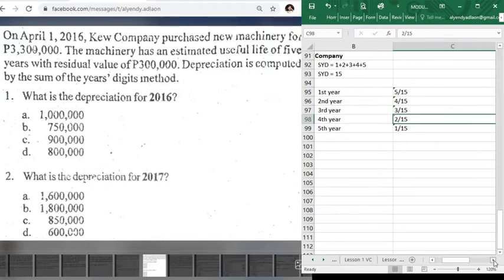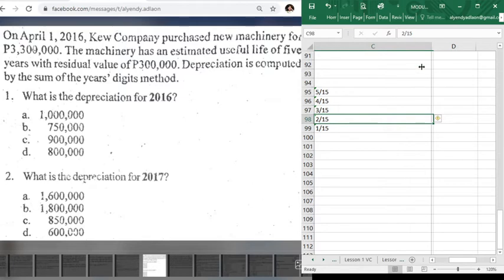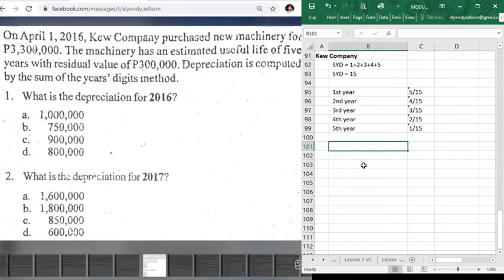Now, since the question is how much is the depreciation for 2016, we use the fraction of the first year. For the 2016 depreciation, we have the depreciable amount of 3,300,000 minus the 300,000 residual value, that is 3 million pesos, multiplied by the fraction during 2016, that is 5 over 15. Now, take note, class, that our first year covers the period April 1, 2016 to March 31, 2017. Since the question is for 2016, we get the proportion for 2016. Since it started from April and ends December 31, that is April, May, June, July, August, September, October, November, December, that is 9 months. So we multiply it by 9 over 12.